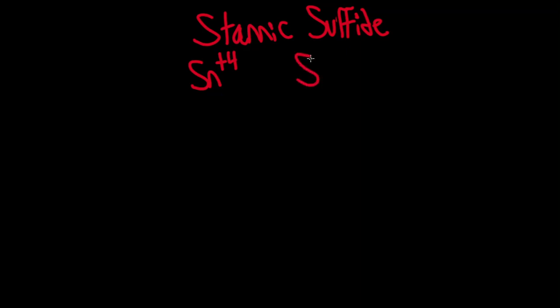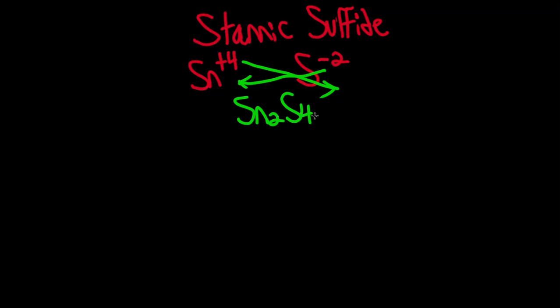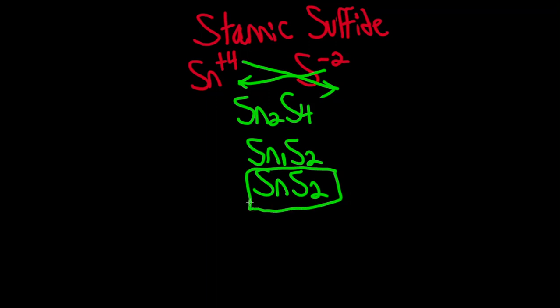Sulfide, my nonmetal, is always going to have a charge of -2, and so I can do my crisscross and I get Sn2S4. If you see something like this where I have 2 and 4, I can divide that 2 into 4. So I can reduce these down to Sn1S2, and I can just get rid of that 1 because it's assumed to be there, so I end up having SnS2.